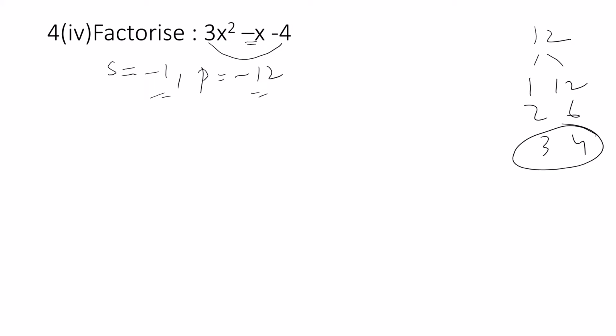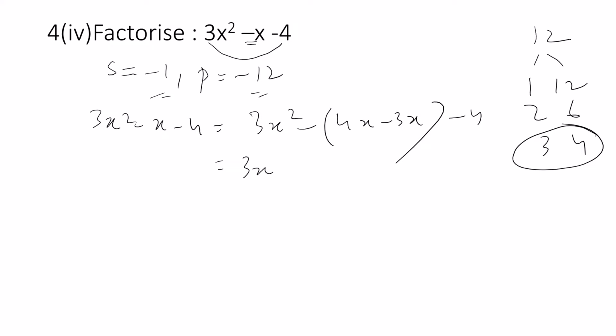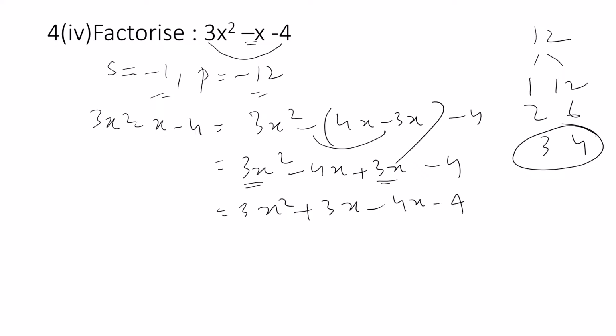we can see that 3x square minus x minus 4 can be written as 3x square minus, it is x, so we can write 4x minus 3x. Then you have a minus 4 outside. Now open the bracket, minus 4x, minus into minus will be plus 3x and minus 4. Now we'll put these terms together, 3x square and 3x together, minus 4x and minus 4 together, so that it will be easy for us to take the common factor.